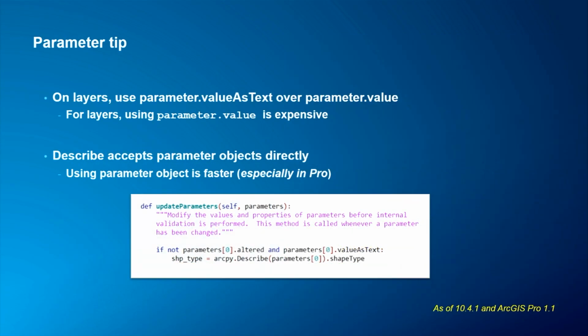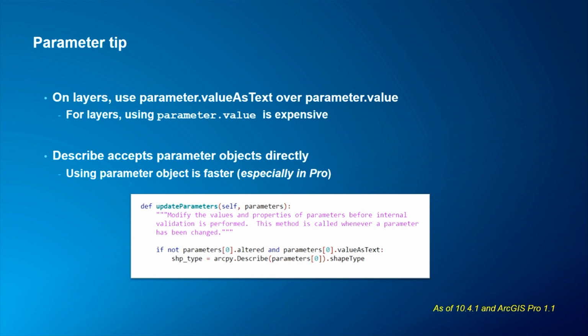Now, I'm going to dive into a demo in a minute, but there's a couple little things I just want to make sure I throw in front of you. When we're doing validation, you can get the value or you can get the value as text. If it's data, like a layer, you want to almost always use value as text, just because the value creates a layer, and you can actually see that little lag, especially in Pro when it's doing that. So use value as text, pretty much universally, value only in special cases.